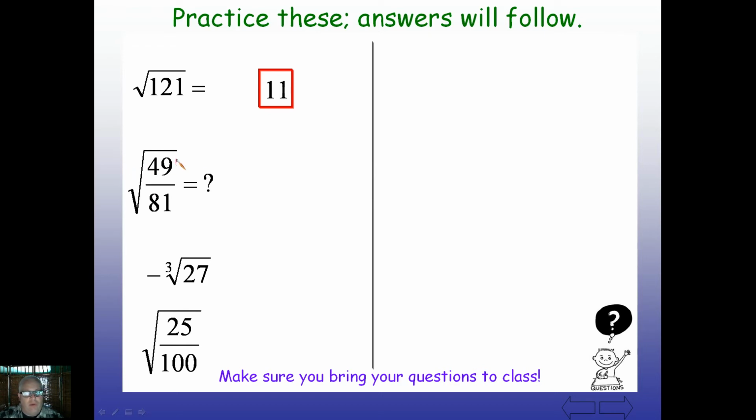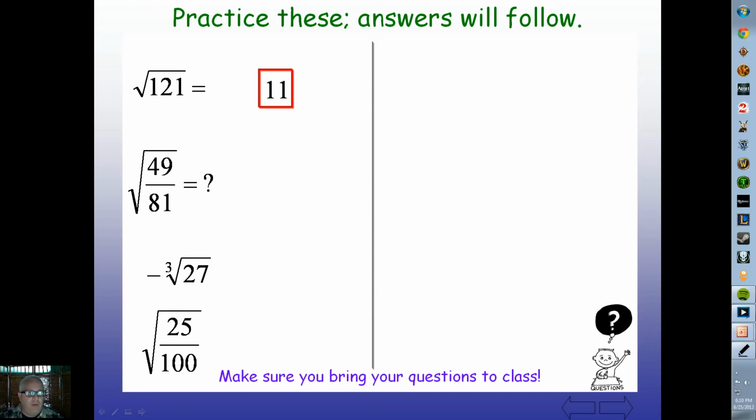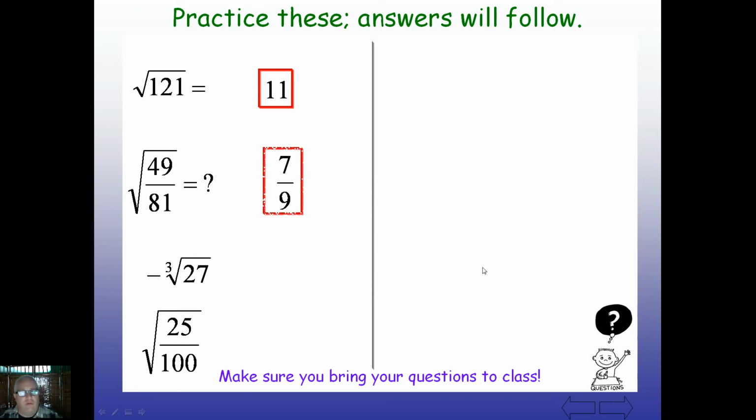Remember that when you're looking at this, you try to reduce first inside the radical. If you can't, then you can take the square root of the numerator over the square root of the denominator. The principal square root of 49 is positive 7, and the principal square root of 81 is positive 9. So 7 over 9, that can't be simplified, so we're all done there with our work, 7 over 9.